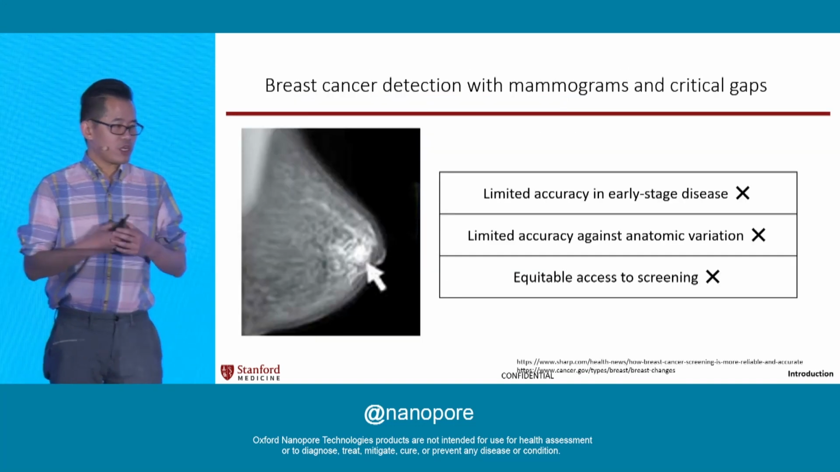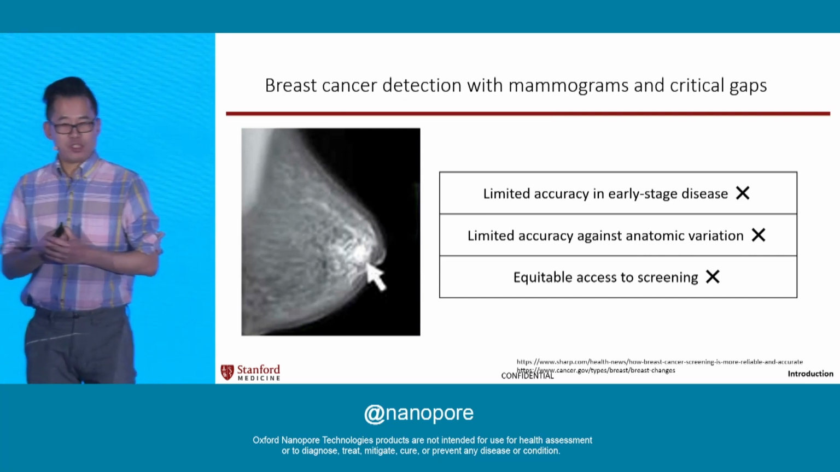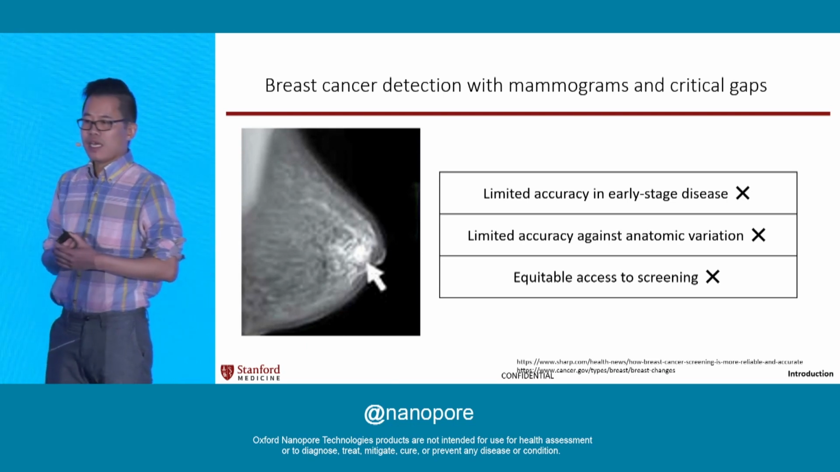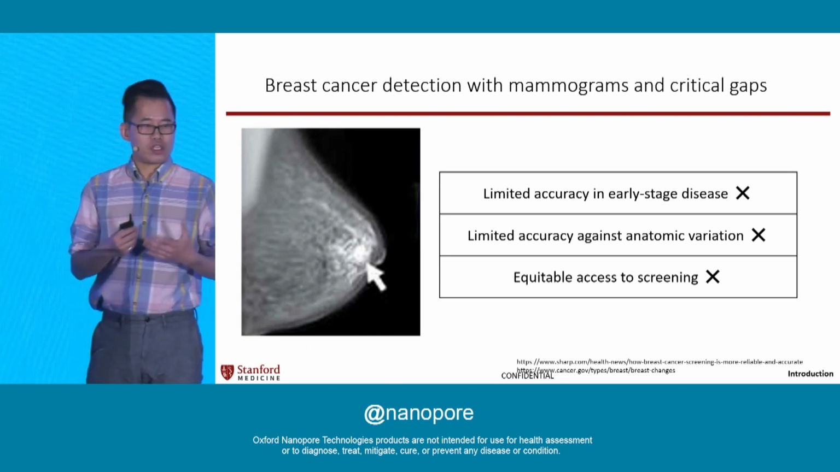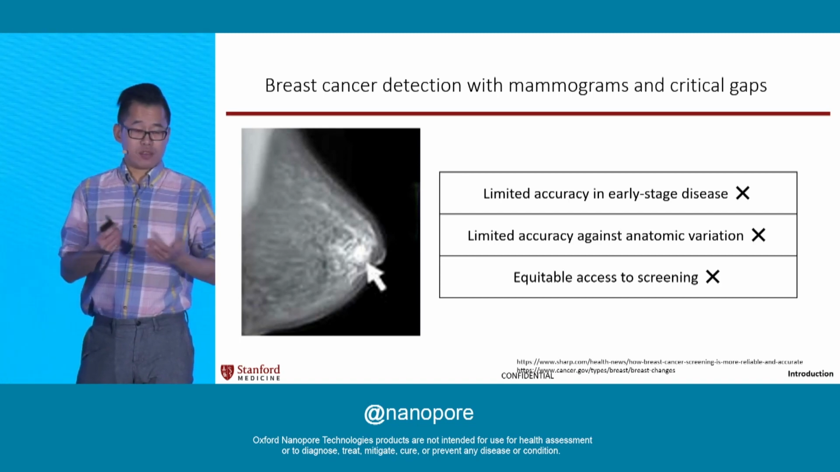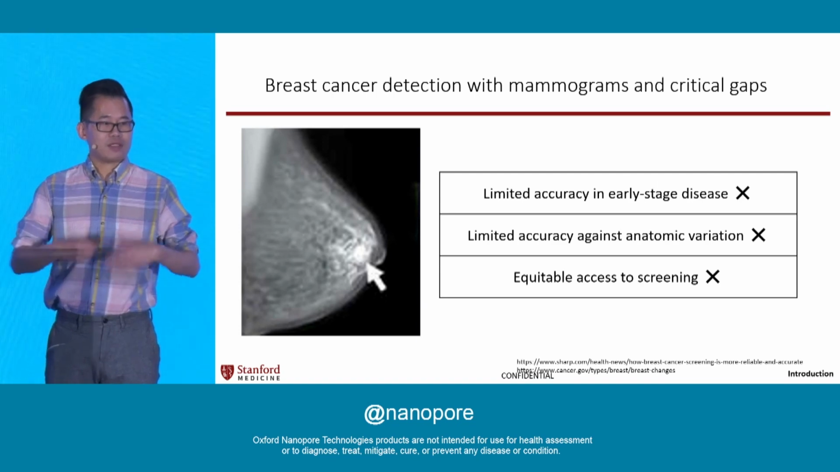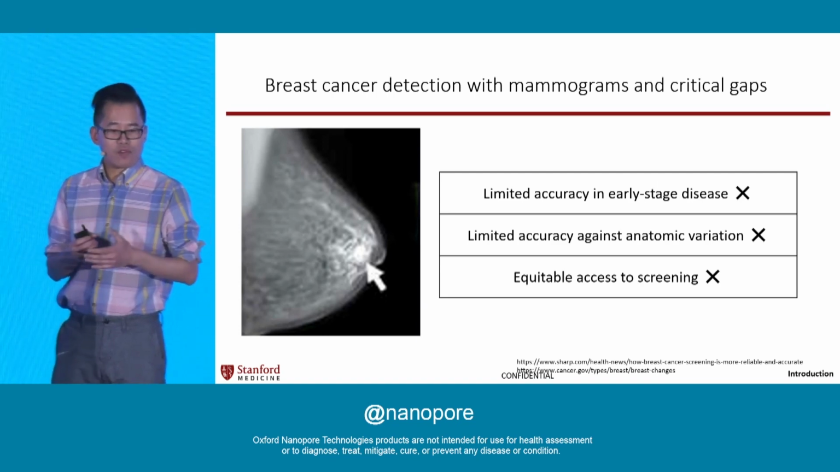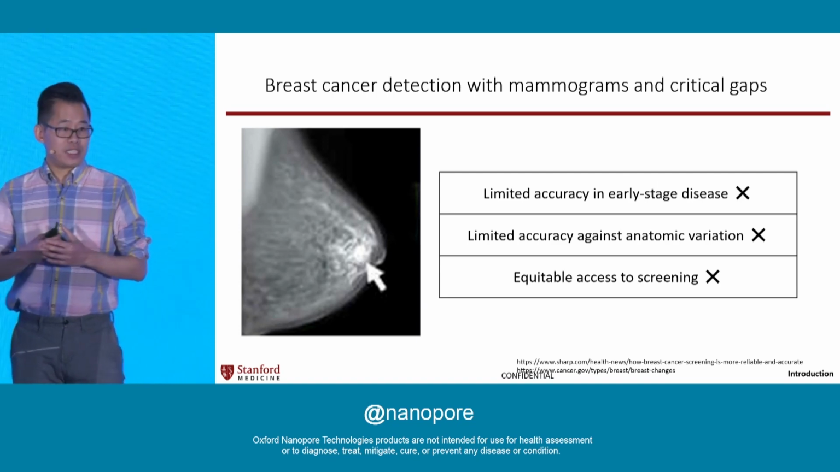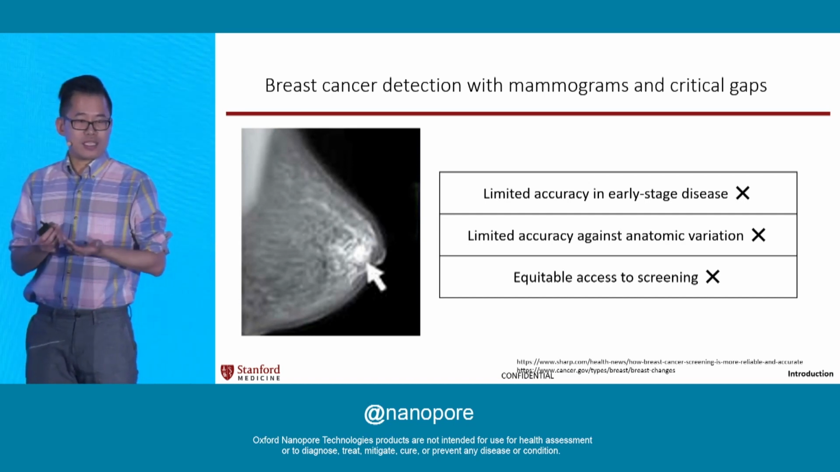Now, just as a brief introduction of why we want to do this. Breast cancer is typically detected using imaging-based techniques such as mammograms. And public health programs have actually been really good at improving survival outcomes in billions of women worldwide through early cancer detection. The earlier you can detect it, the better the survival outcomes. However, there's still a couple of critical gaps that need to be met. For example, there's limited accuracy in early stage disease.